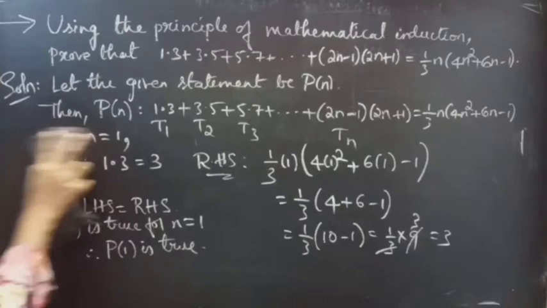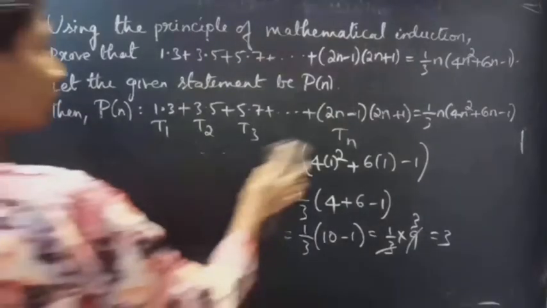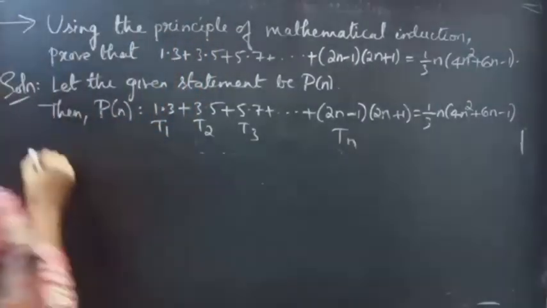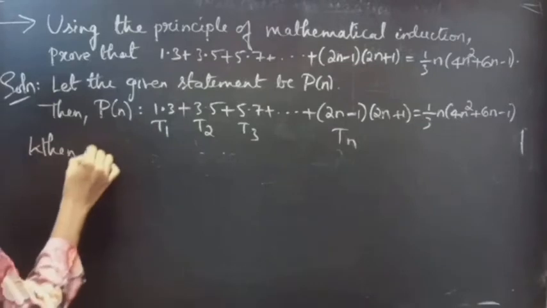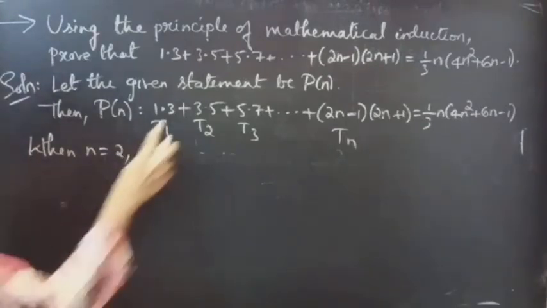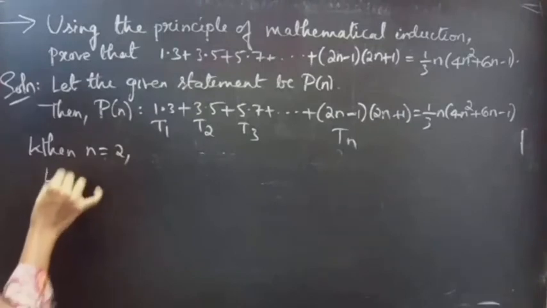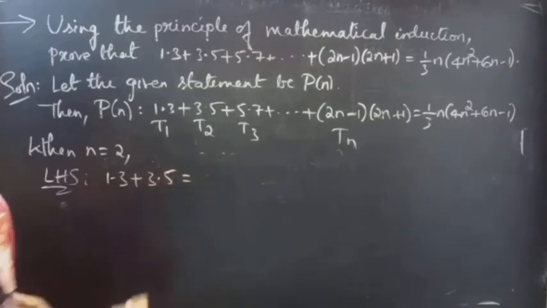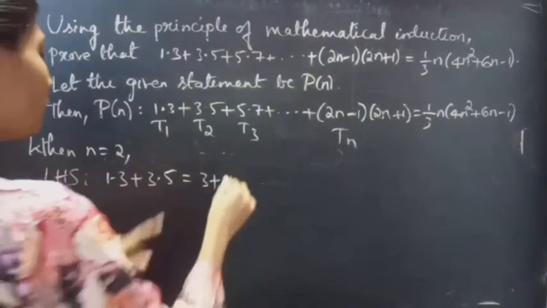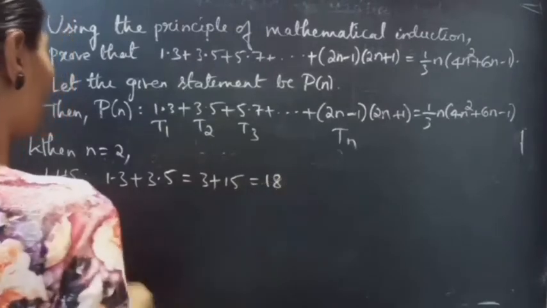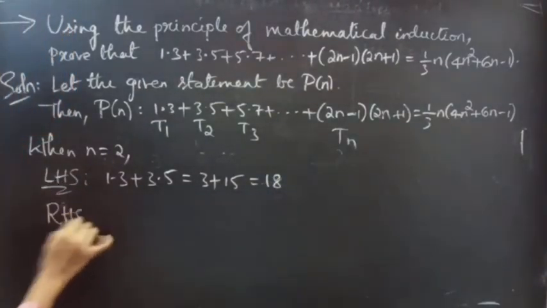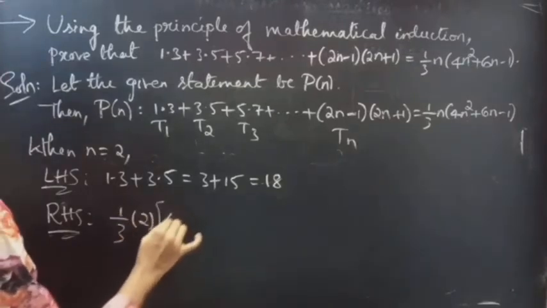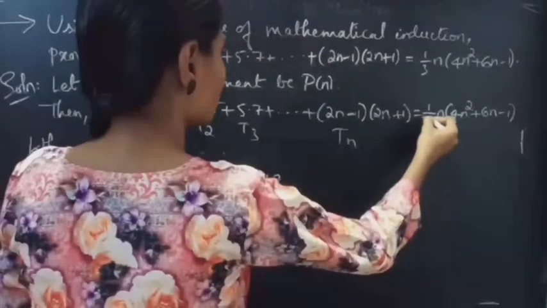Fine. Let's see what happens when n equals to 2. When n equals to 2, that is the sum of first two terms from LHS, 1 into 3 plus 3 into 5 equals to 3 plus 15 equals to 18. Now coming to RHS, simply substitute n equals to 2 in the RHS. This is your RHS, right?